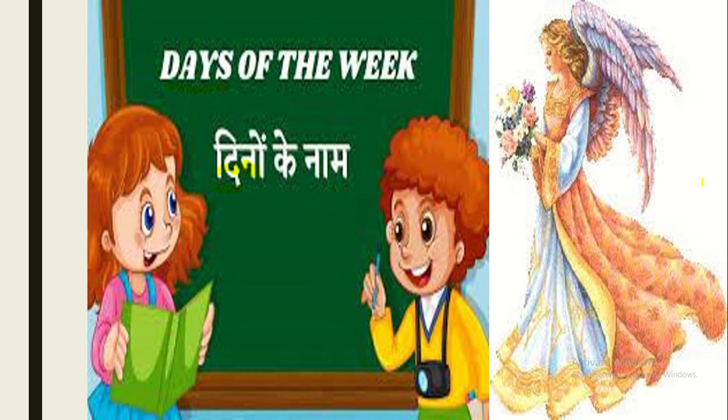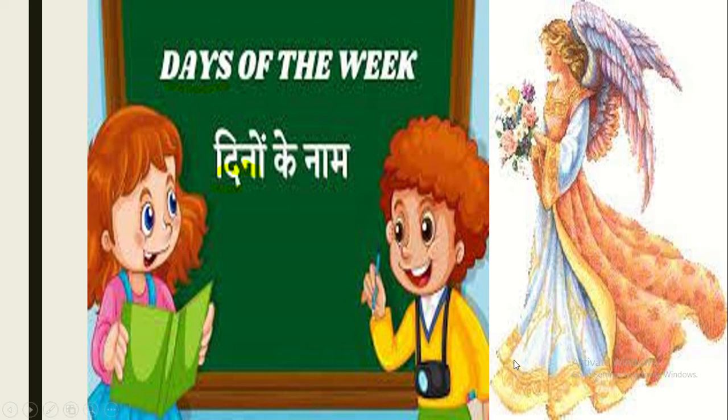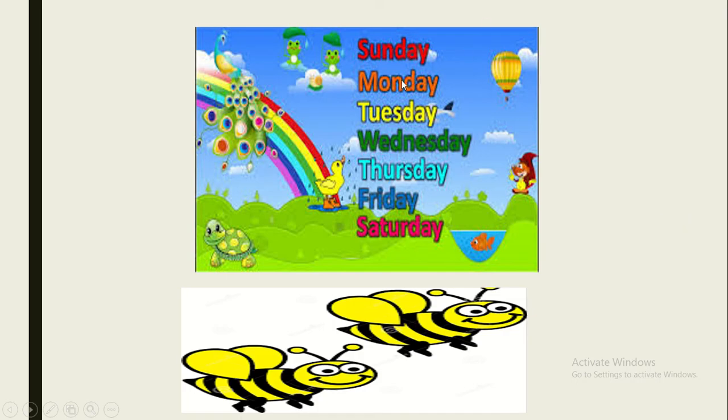Okay, shall we go? So, open your mouth and say the days of the week. Sunday, Monday, Tuesday, Wednesday, Thursday, Friday and Saturday. Okay, how many days in a week? Seven. Yes. What are the seven days? Sunday, Monday, Tuesday, Wednesday, Thursday, Friday and Saturday. These are the English words.